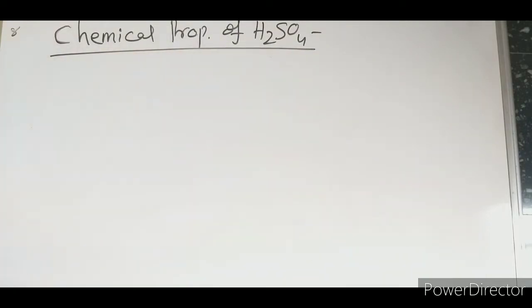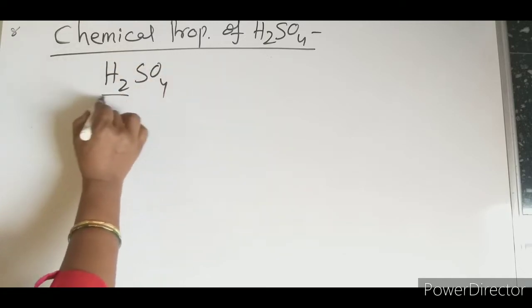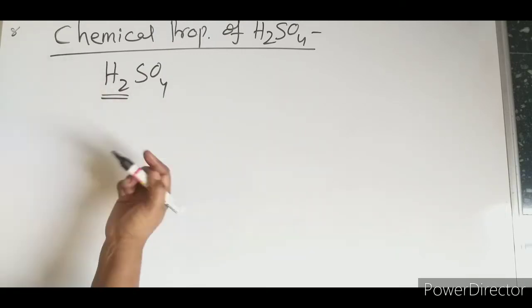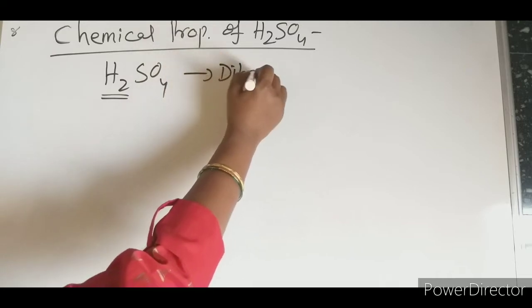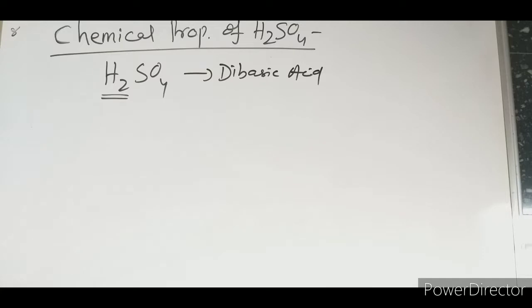Here, where we are writing H2SO4, we have two replaceable hydrogen ions, or it can form two hydronium ions. So it can be a dibasic acid. Understood?